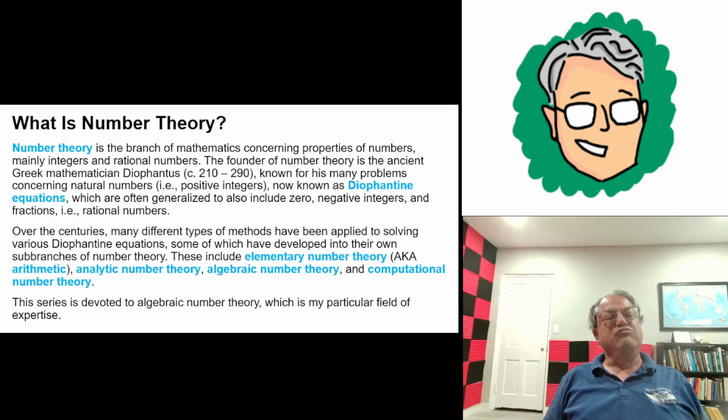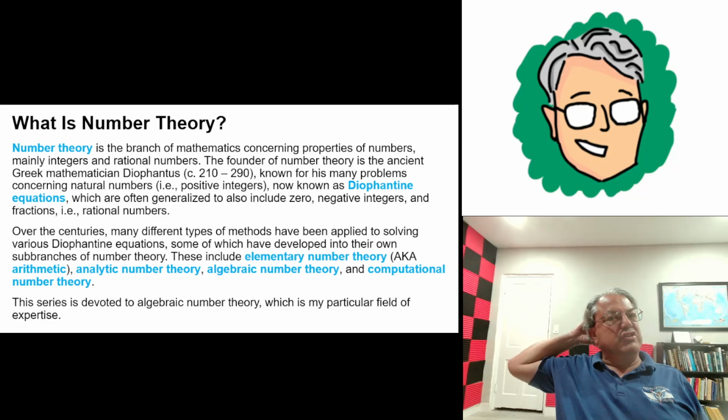But that's analytic number theory, and there are a lot of other applications of analytic number theory as well. But the one I'm going to be talking about is algebraic number theory. It uses properties of analysis and abstract algebra to solve problems about numbers, integers, and rational numbers. And I'll get into what that is in a minute.